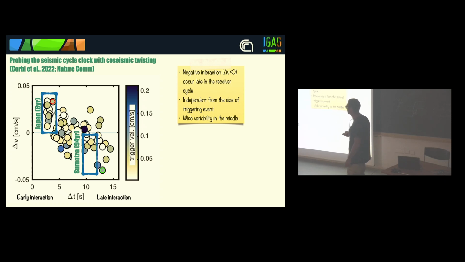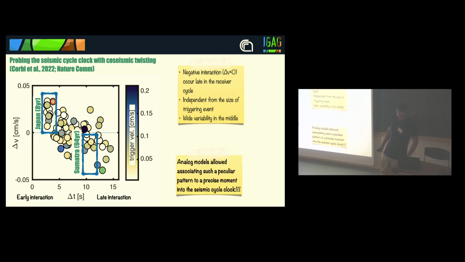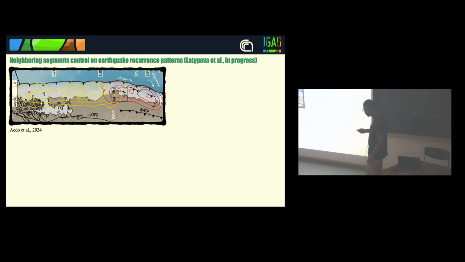And in Sumatra, paleoseismology tells us that the previous large event occurred somehow 94 years before the Mentawai Island earthquake, meaning that it's late in the cycle. So natural cases, even if there are only 2, seem to match this kind of picture. So in this case, analog models have been useful because they allowed us to place a peculiar twisting pattern at a precise moment in the seismic cycle clock of subduction zones.